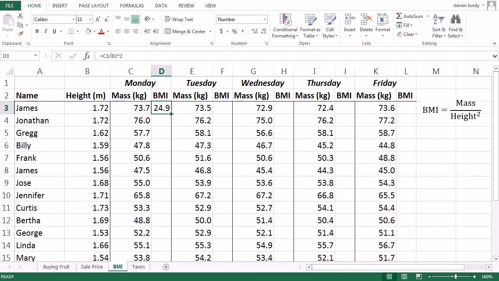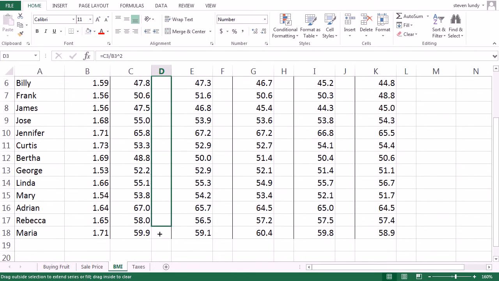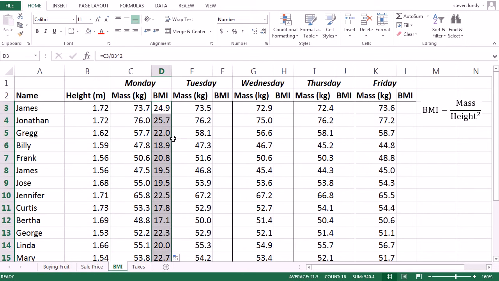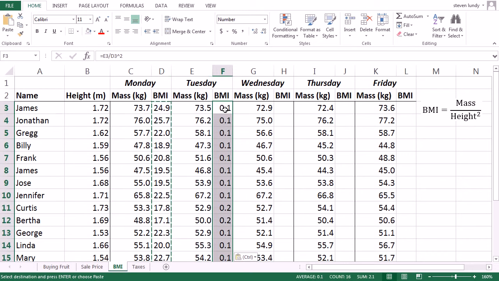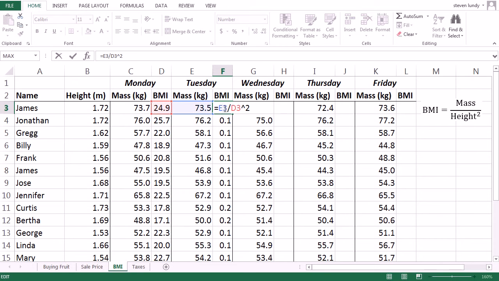When we drag the formula for Monday down, we can see that it seems to work properly. Now, if we copy it over Tuesday, however, it doesn't seem to work right. Notice that instead of now being the mass divided by the height squared, it's doing the mass divided by the body mass index 2 columns over squared. This is because we used a relative cell reference for the height.